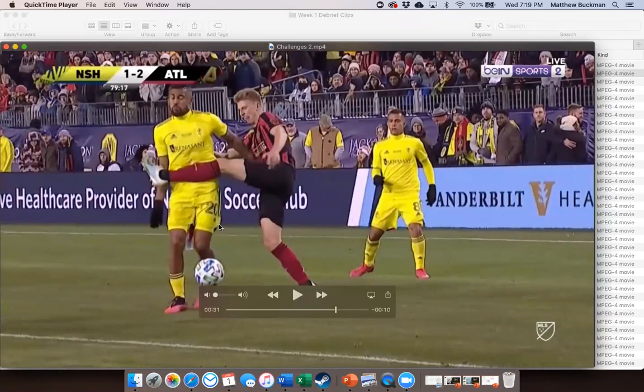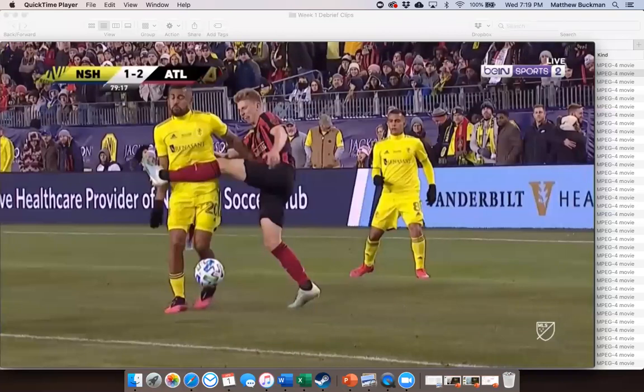Definitely, the ball's there, but it's going to be really hard to play it. He commits this challenge in a reckless manner, swinging with a moderate amount of force. It's not a lot of force, but it's not no force. It's definitely a deliberate action that this player has done. He swung his leg deliberately there. So I think this needs to be a caution.